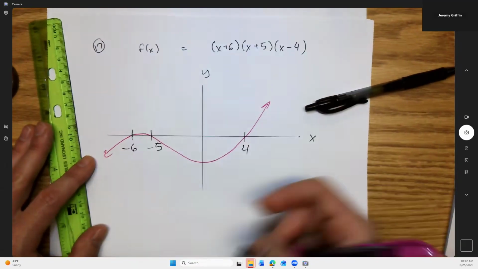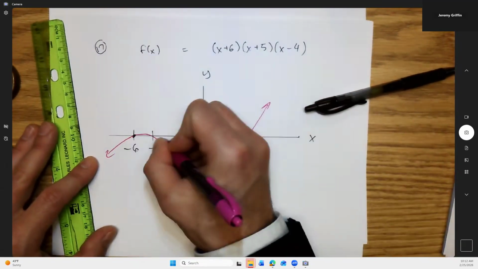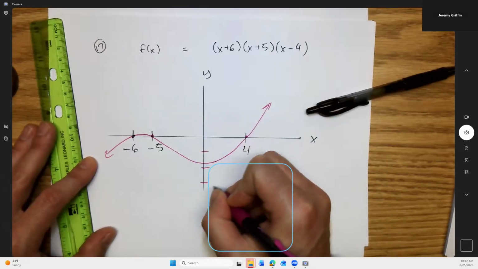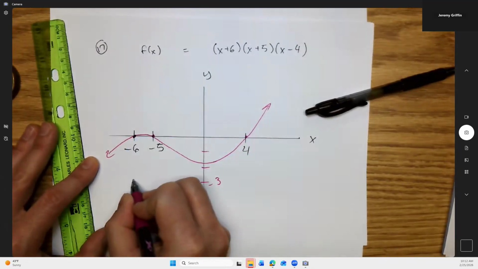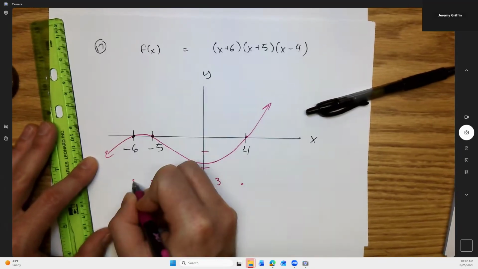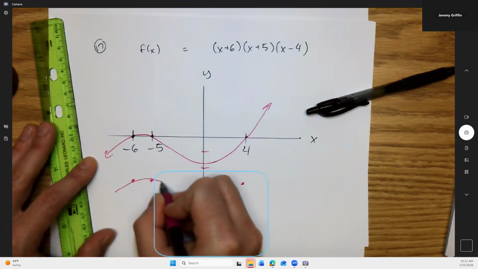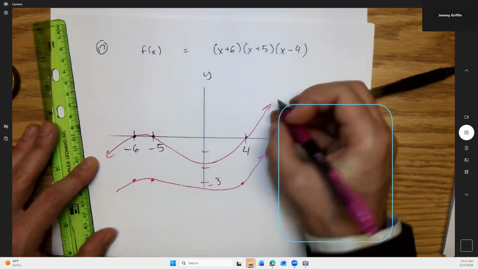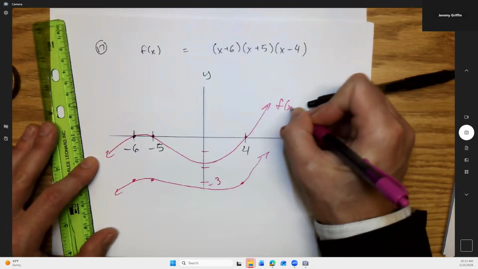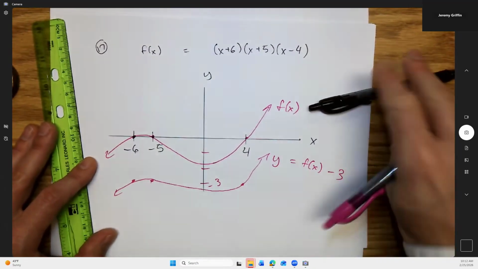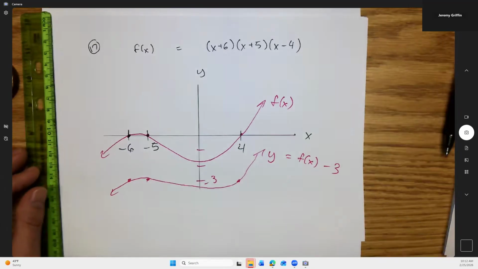Okay. And then if you just shift the whole thing down 3, each of these points comes down 1, 2, 3. Here's -3. Comes down here, here, here. It's going to look like this. Right, so if this was f of x, this is now y, which is f of x down 3. That's all.